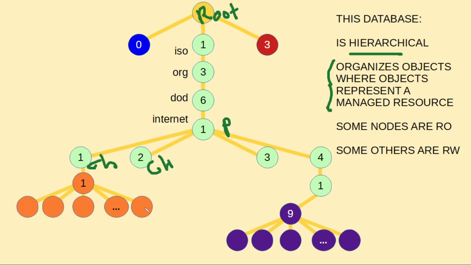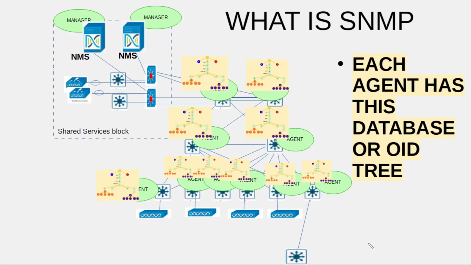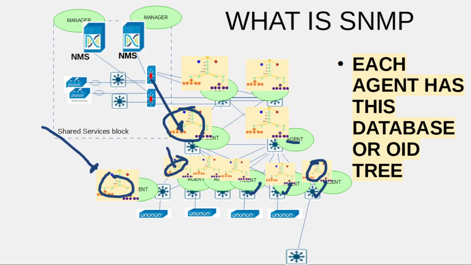For instance, one node may represent CPU usage, another may represent the host name of the device. Some nodes are read-only, for instance the CPU usage. Some other nodes are read and write, for instance the hostname. So every single remote device that we want to manage through SNMP will have one of these object ID trees living within the agent. Be aware that object IDs may be different. So this object ID tree may be different than this one and than this one.